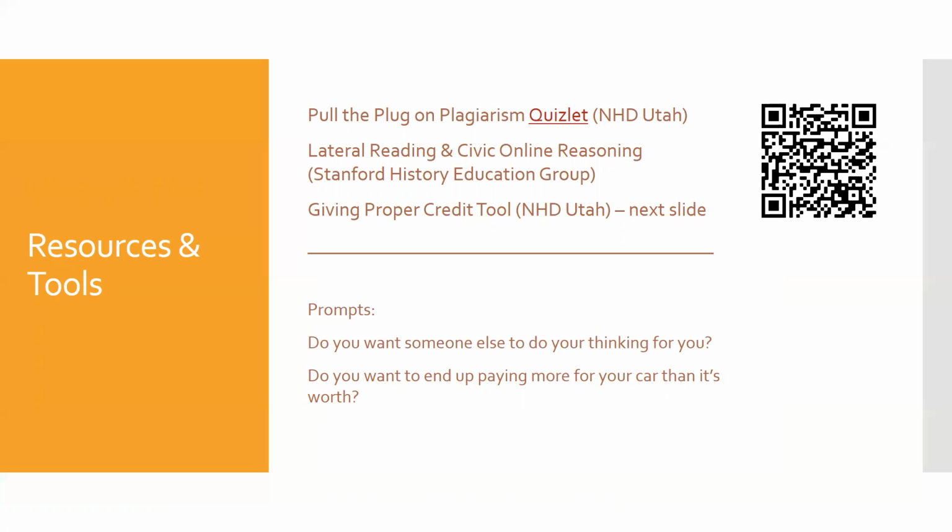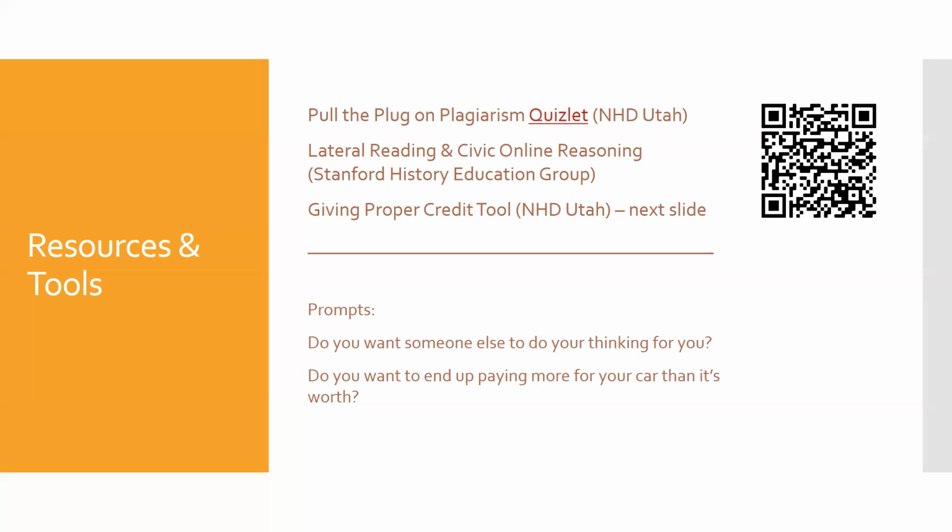I also strongly recommend the curriculum developed by Stanford History Education Group called Civic Online Reasoning, and the lateral reading components of that translate very directly to helping students think about the sources they are using in their history research as well. And SHEG has worked with John Green to create short videos on some of this information, so it makes it pretty accessible for your students. And then we also created a tool here called Giving Proper Credit to Your Sources.